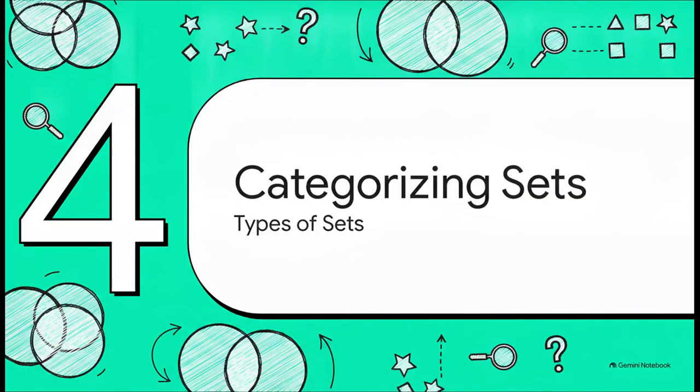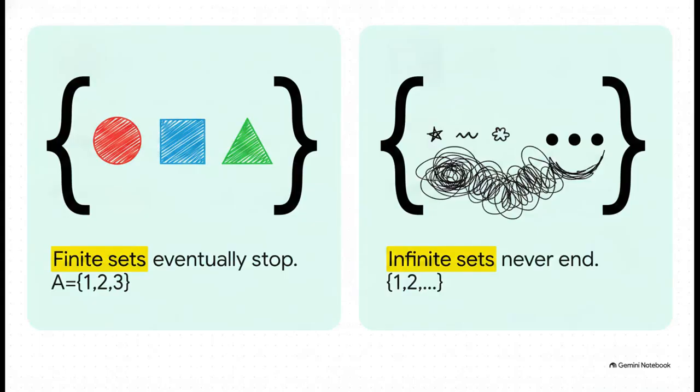Section 4. Categorizing types of sets. This is one of the easiest places to score points if you just know the tiny differences between definitions. First, we divide sets by how big they are. A finite set has a fixed limit. You can count all the elements and eventually stop. And here's a quick pro tip. Even if a set has 1,000,000 elements, it's still finite because it does eventually end.